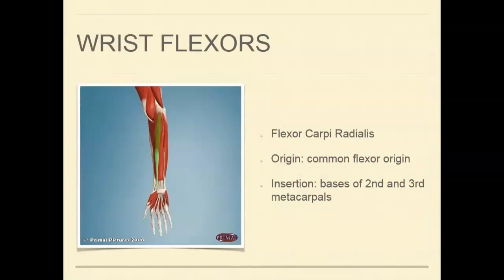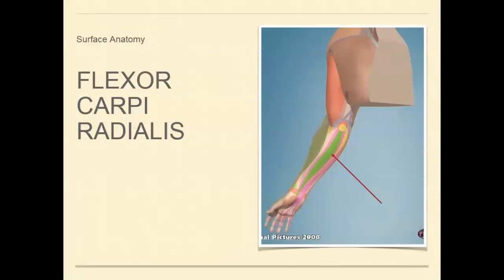Flexor carpi radialis runs from the common flexor origin to the bases of the second and third metacarpals. It creates flexion at the wrist and radial deviation. Here is a diagram of the surface anatomy of this muscle to help with landmarking.